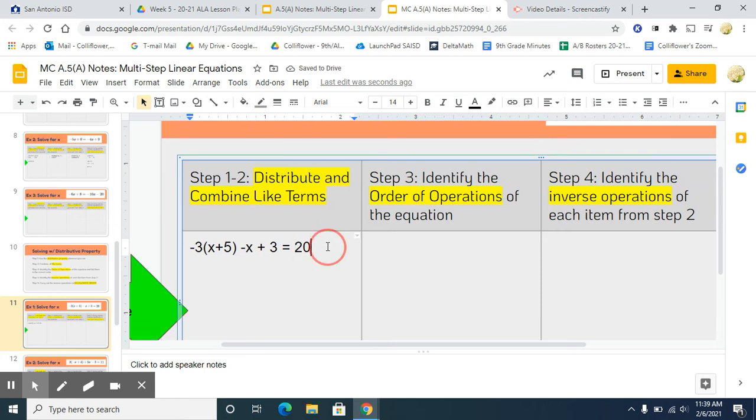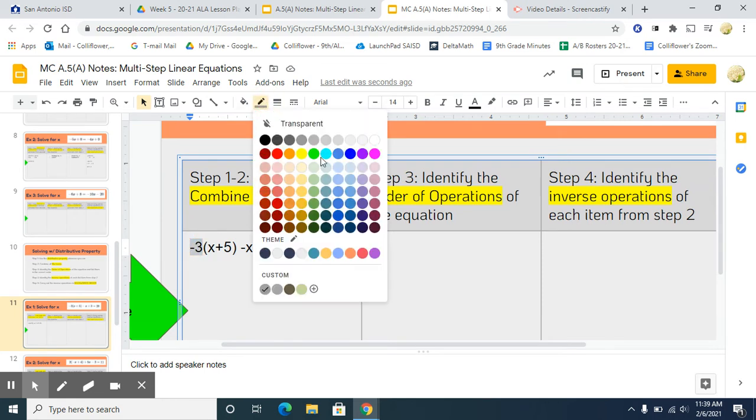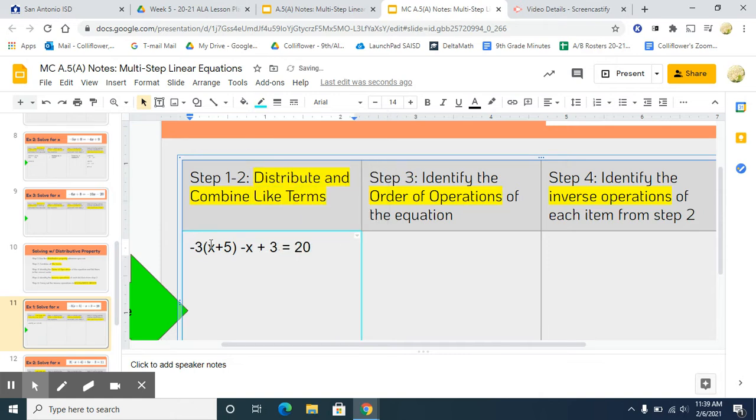So the first thing we need to do is distribute this -3. And remember, distribute means multiply. So we're going to multiply everything inside the parentheses by this -3. So we end up with a -3 times x and a -15. Now we can drop those parentheses and rewrite the rest of our equation. We've got a minus x and a plus 3 equaling 20.